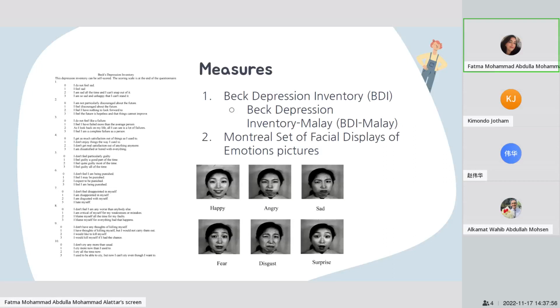And the second measure is the stimuli used in the experiment, which are pictures. The pictures were acquired from the Montreal set of facial displays of emotions. During the experiment, participants were presented with pictures of Caucasian and Asian faces randomly. And the subjects in the picture displayed the following emotional expressions. We have neutral, happy, sad, angry, fear, disgust, and shame. The participants were then asked to identify the emotions in the picture as quickly as they could.